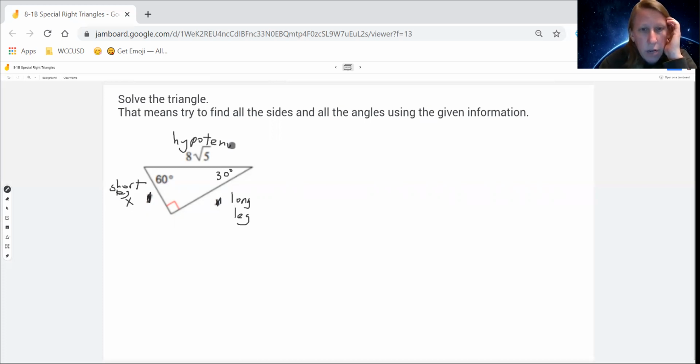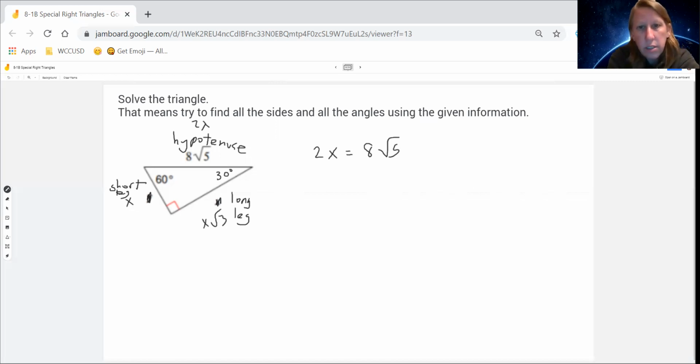We're studying a chapter on right triangles, so we should be writing this word a lot. Hypotenuse, hypotenuse, hypotenuse. Okay, so I have the hypotenuse. That's good. How do I get to the short leg? Same way I did last time. So maybe I'll do 2x equals 8 root 5. Maybe I'll mark it. That's 2x, that's x, and that's x times the square root of 3.